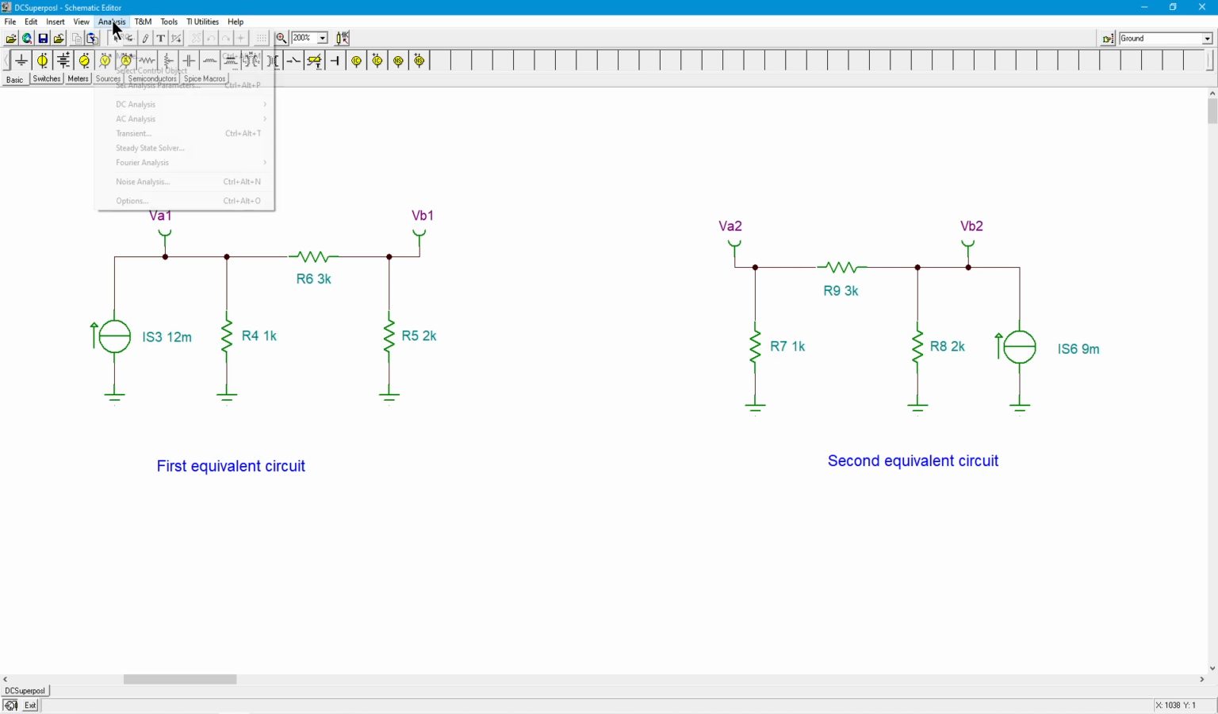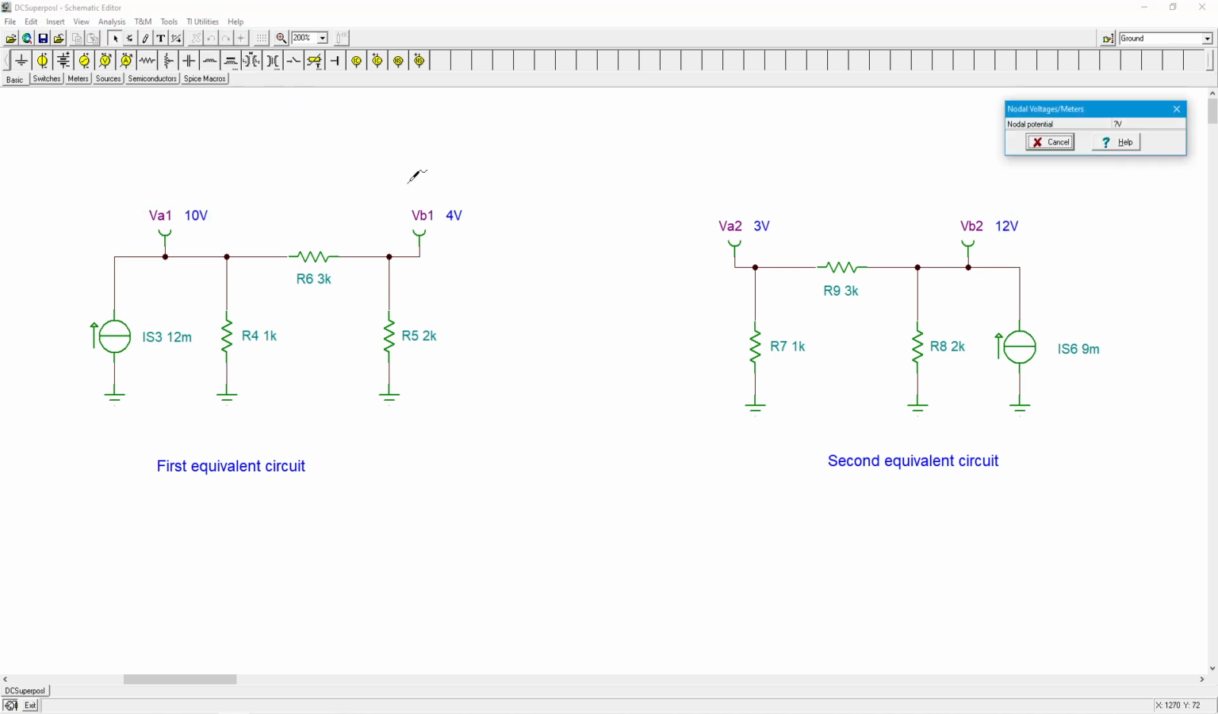So let's just real quick do a DC analysis here and see what we come up with, right? All right, so there's the 10 volts we were talking about. There's the 4, same thing over here, the 12 and the 3. So what we would expect when we're all done is that VA should be 10 plus 3 or 13, and VB should be 4 plus 12 or 16. Now we can also look at the current.